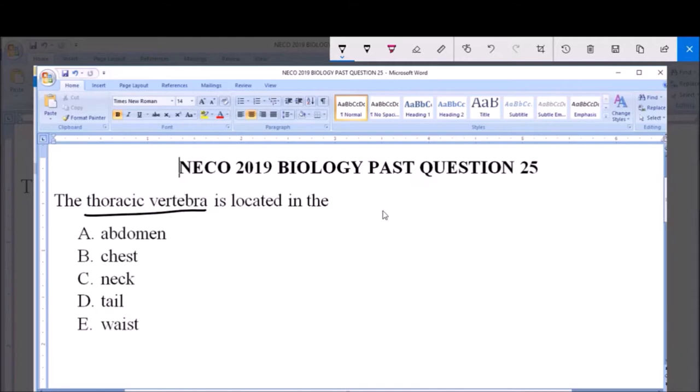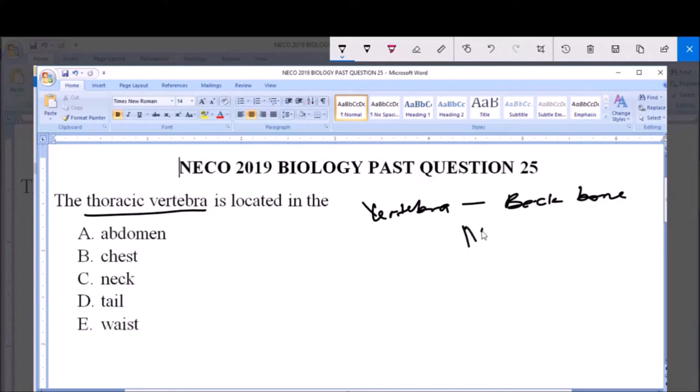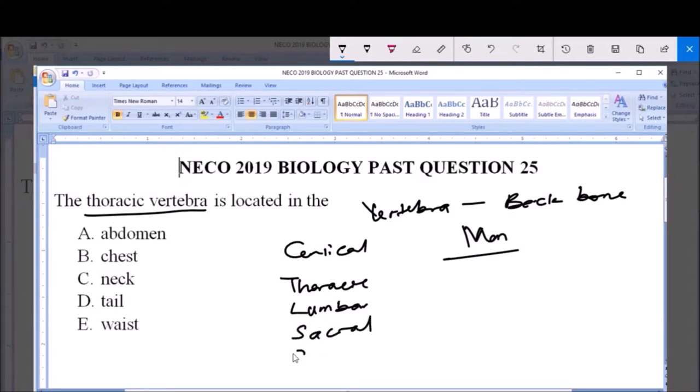Now, the vertebra is actually what we call the backbone. It's mostly found in vertebrates, like man, for instance. We have this vertebra, and these vertebrae are actually divided into five. We have the cervical vertebra, the thoracic vertebra, the lumbar vertebra, the sacral vertebra, and the coccygeal vertebra. Now, each of these vertebrae has its own specific location.